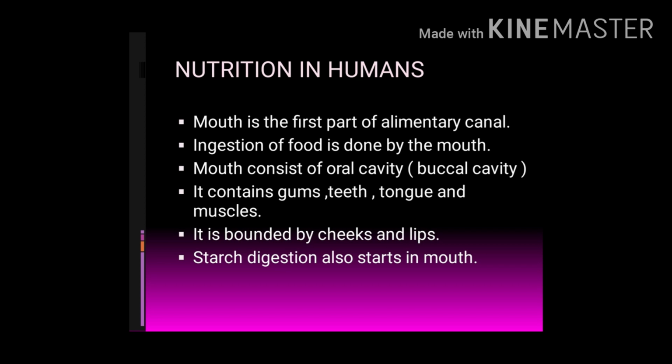Mouth is the first part of alimentary canal. Ingestion of food is done by the mouth. Mouth consists of oral cavity, which is also known as buccal cavity. It contains gums, teeth, tongue and muscles. It is bounded by cheeks and lips. Starch digestion also starts in the mouth.